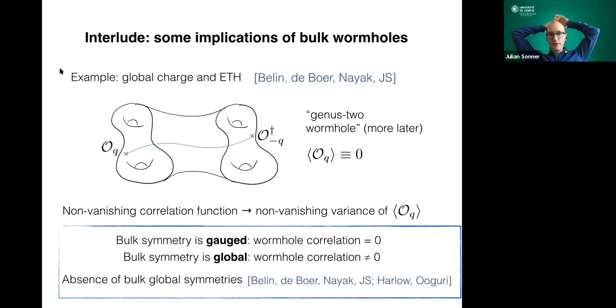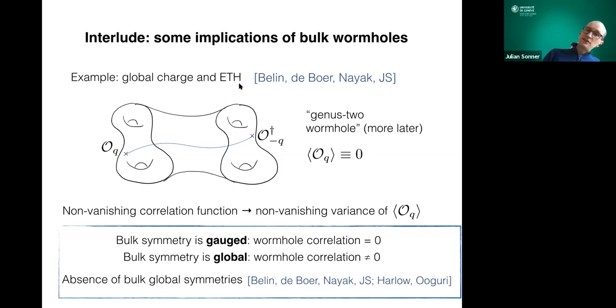Okay, but now I have accepted that these bulk wormholes are there. So let's ask, what can we do with them? So this is in some sense the next step. This is this recent paper that I wrote with Alex Belin, Jan de Boer, and Pranjal Nayak. So what we could do is we could ask what other bulk solutions are there and what do they tell us? So what we were looking at is the global charge. So for example, just simple electric charge of some operators.